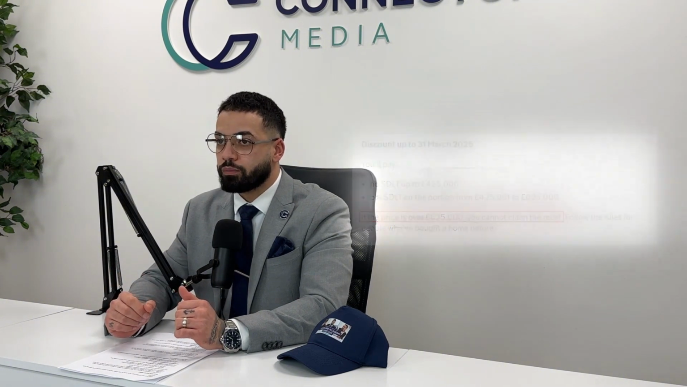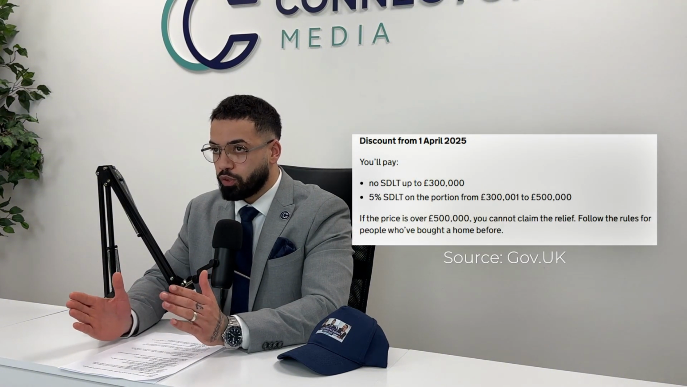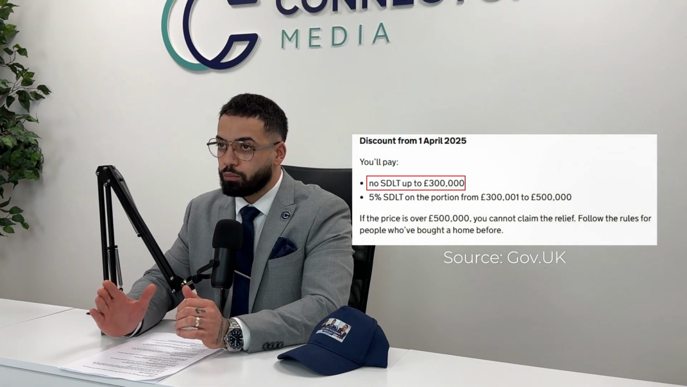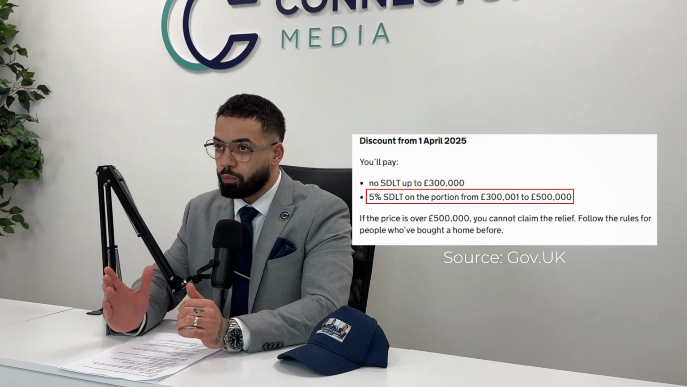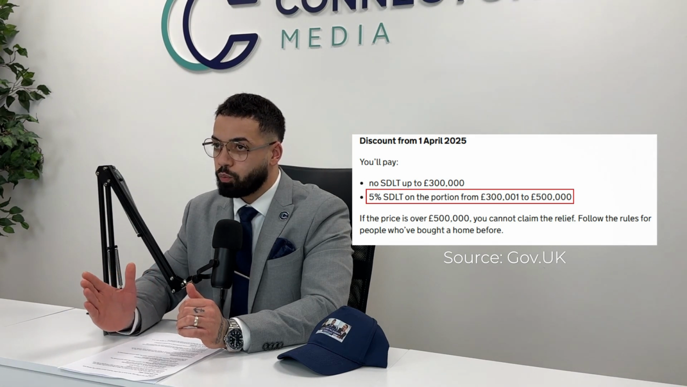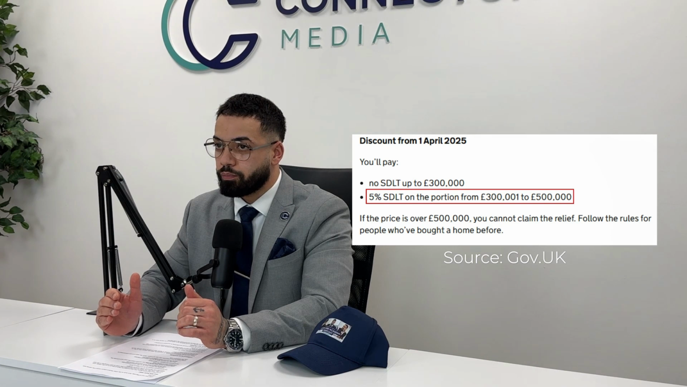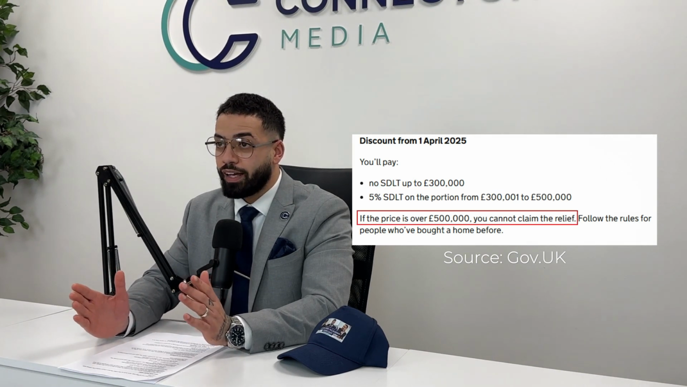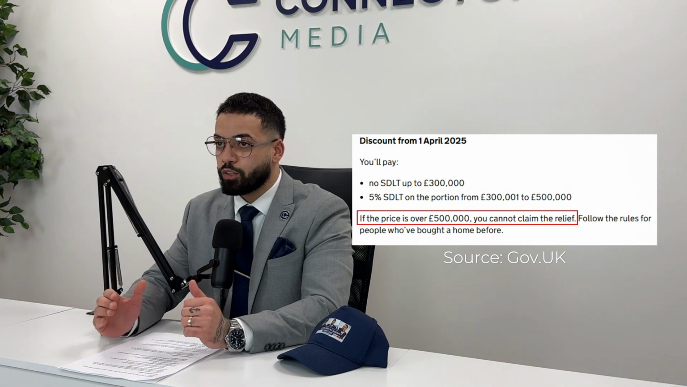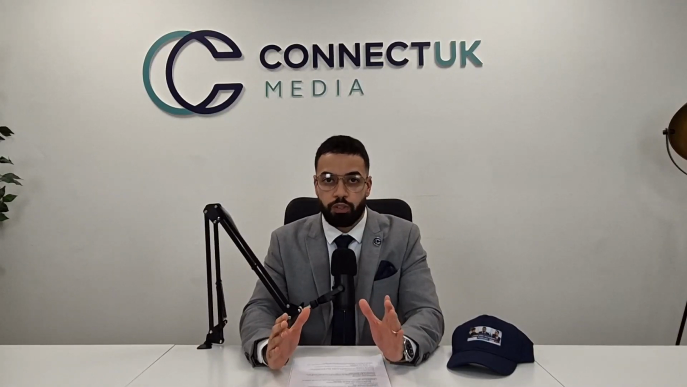For property purchases from 1st of April 2025, you pay no stamp duty up to the value of 300,000, and 5% on the portion of 301,000 to 500,000. If the price is over 500,000, you can no longer claim the relief and are still entitled to pay the standard rate. Additional home surcharge.